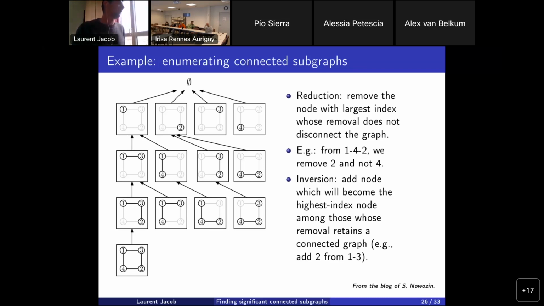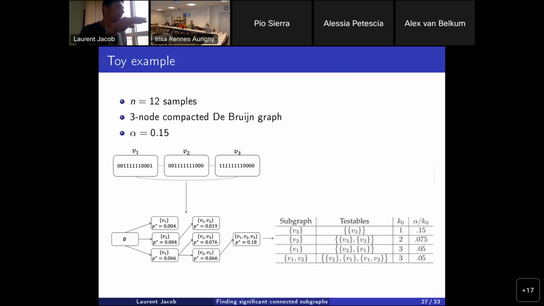If we know how to do that, we know how to explore the set of objects. And so here I'm just giving a small example in our case, like the smallest one we could build. We have 12 samples and a 3-node compacted de Bruijn graph. We want to test at some level alpha. And we want to test all the possible connected subgraphs. Here on each of the nodes, I'm giving the mock presence pattern. So remember, each of these nodes is a sequence. And here, this is the presence over the 12 samples of the sequence. Okay, they're not the same.